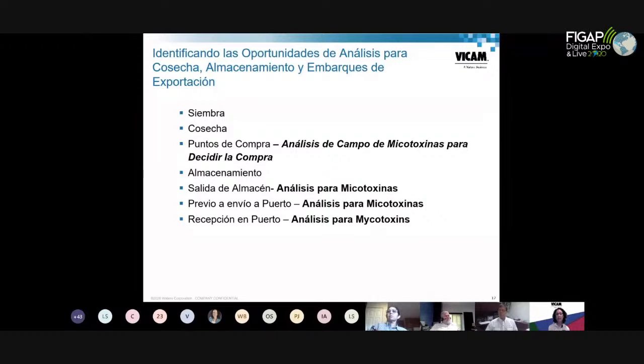Yeah. And so the best point to test is at the point where you're buying the product, because if you test it as it comes in, then you don't receive bad products into your system.